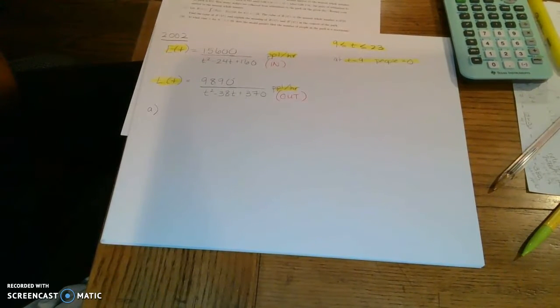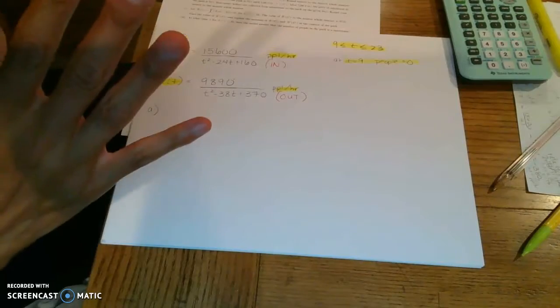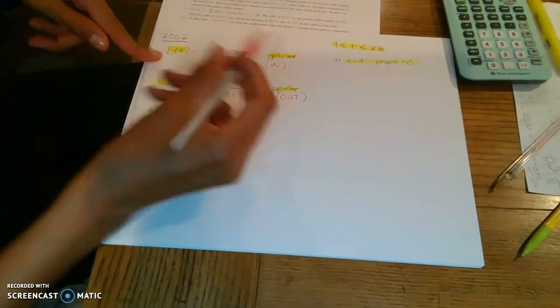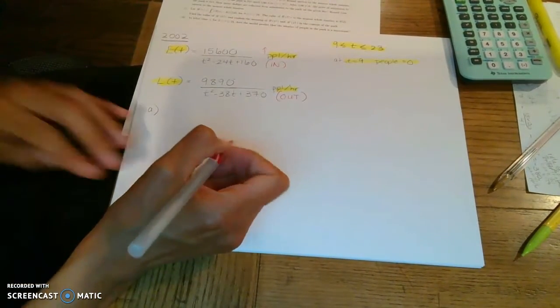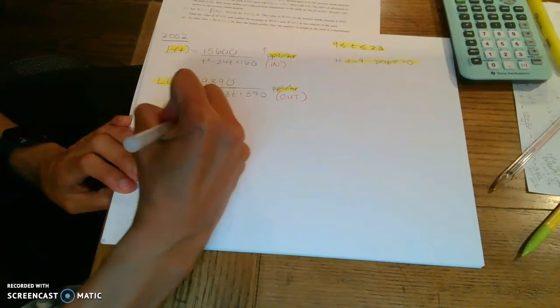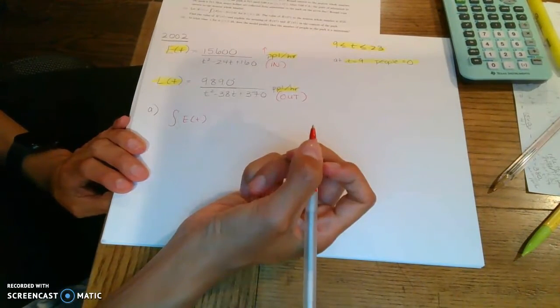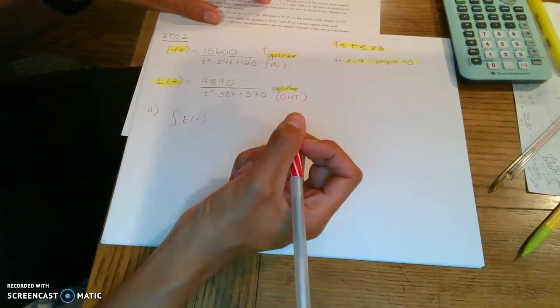Question A is saying, how many people have entered the park by 5 p.m.? So now let's think about it. I want how many people entered. They're saying nothing about leaving, so I'm just going to worry about E of t here. And when I say how many people, this is people per hour. If I want to get to just people, I know I need to integrate. So I need to integrate the function E of t. And they want to know how many people have entered the park by 5 p.m., and they're saying that's when t is equal to 17.